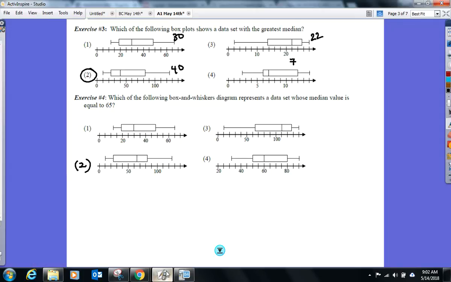Kat, need a number? 7. What do you got? Yep, choice 2. Questions? All right, we good? You guys, there's one box and whisker to do tonight, and everything else is questions off of a box and whisker. All right, let's get that Regents out because we're starting to go hardcore this week.